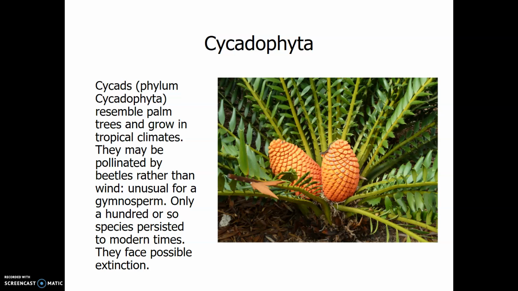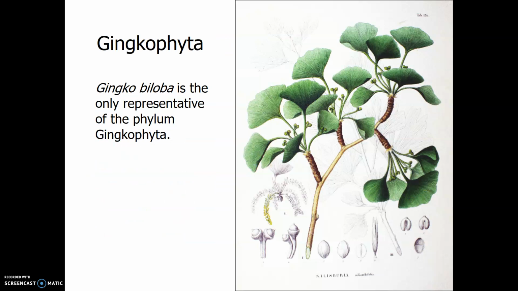The cycads resemble palm trees, although they are not palm trees, and they do produce cones. You can see they're very large cones. They grow in the tropics, and they're pollinated typically by beetles rather than wind, which is unusual for a gymnosperm. It's more common to have insect pollinators with the flowering plants. And then the ginkgo biloba is the only plant of the Ginkgophyta that still exists.